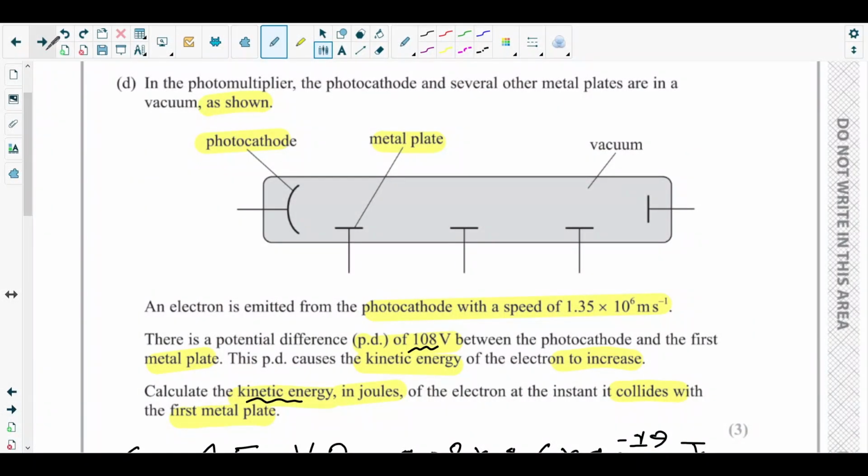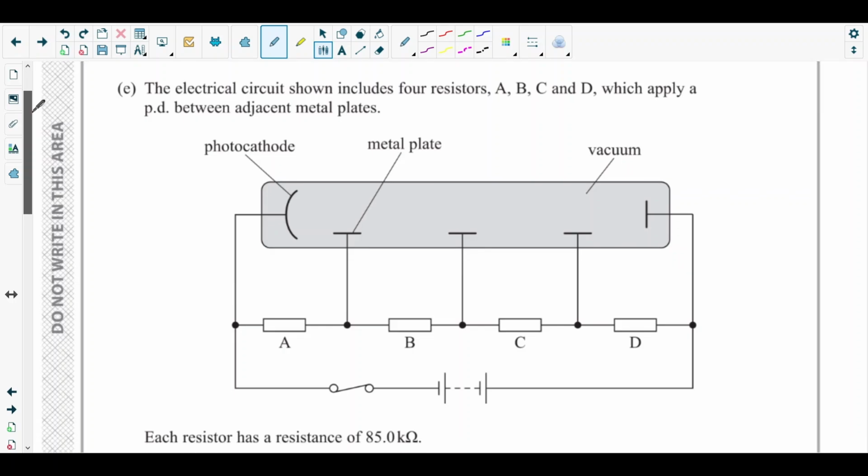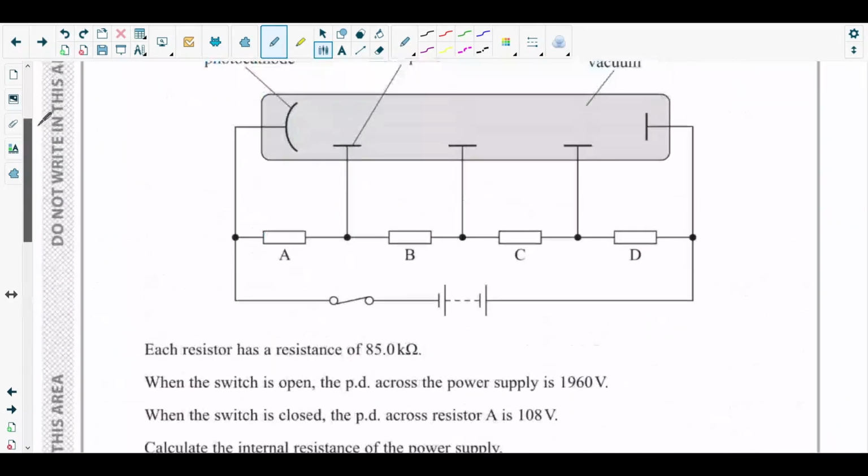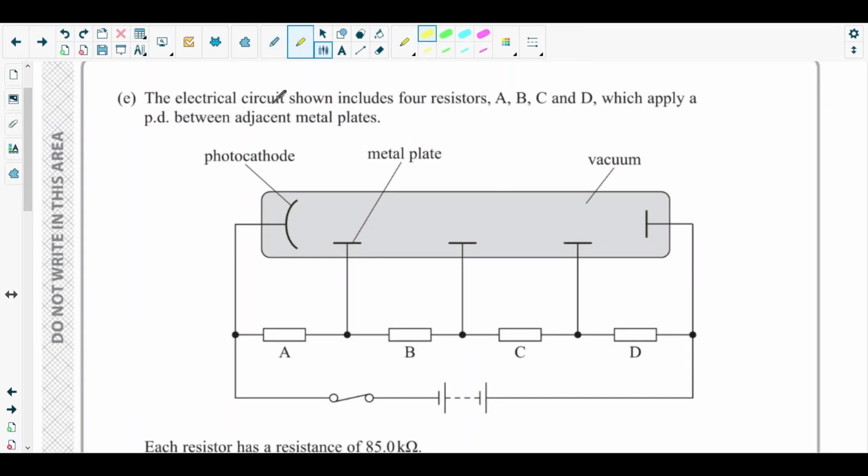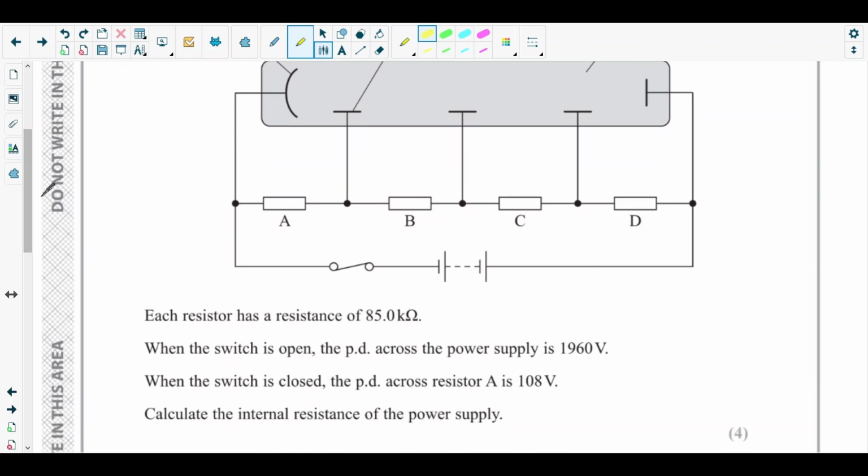Okay. Next is part E, the last part of question number 19. Here the question says the electrical circuit shown includes four resistors A, B, C, and D, which apply a PD between adjacent metal plates. They apply the PD between the adjacent metal plates. Each resistor has a resistance of 85 kilo ohm.